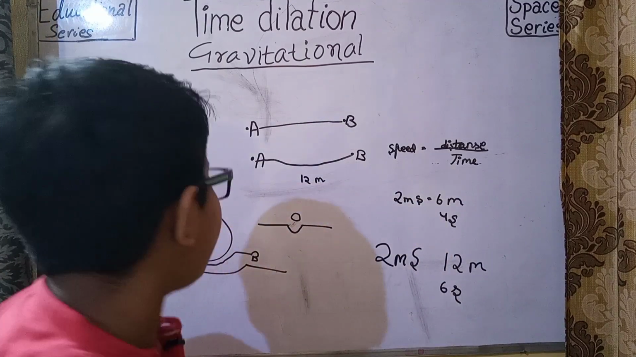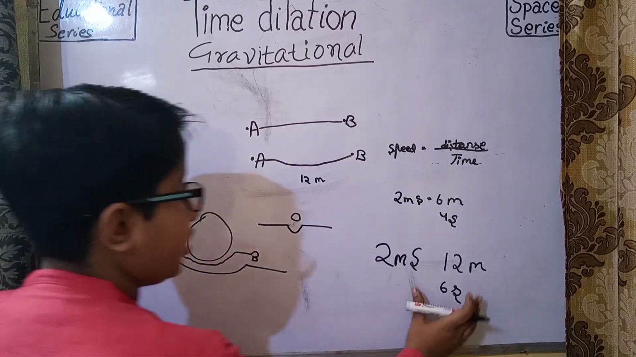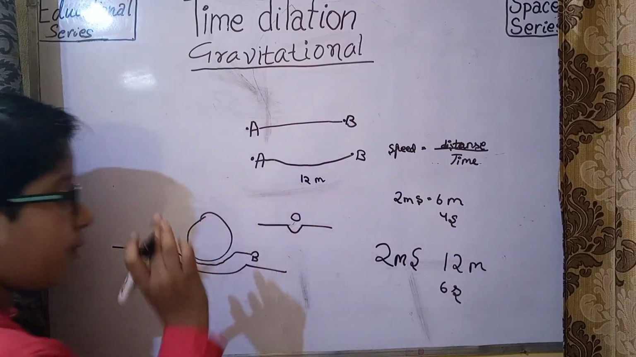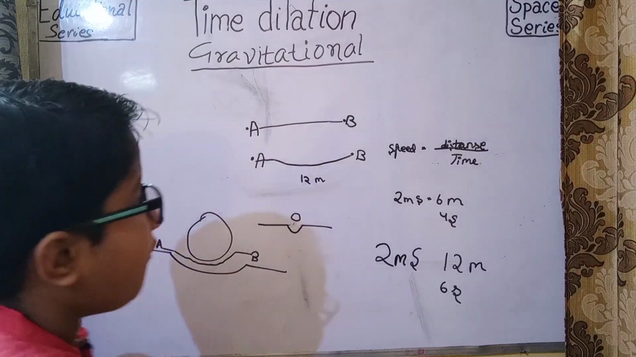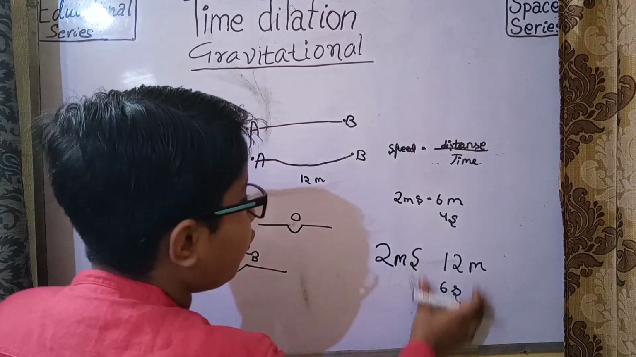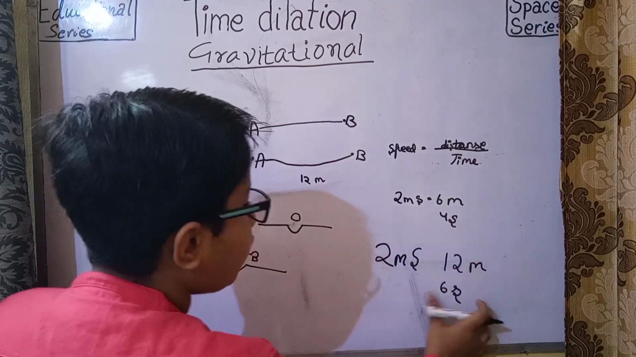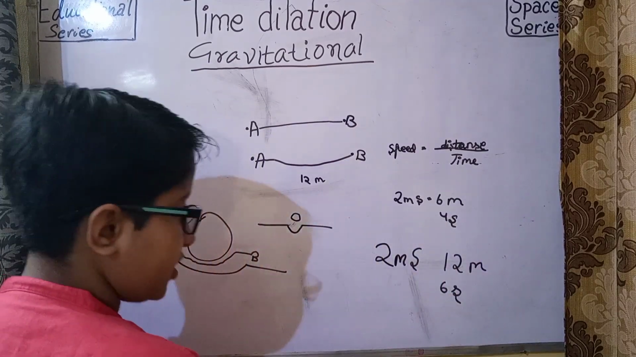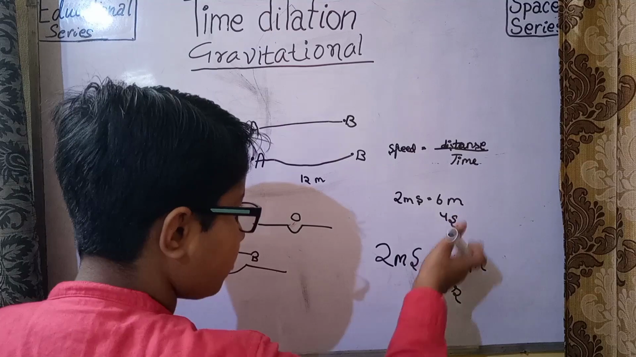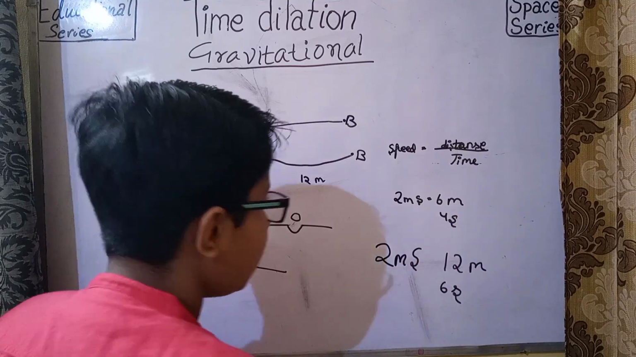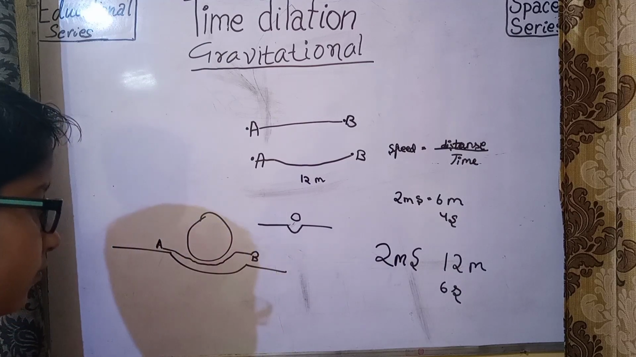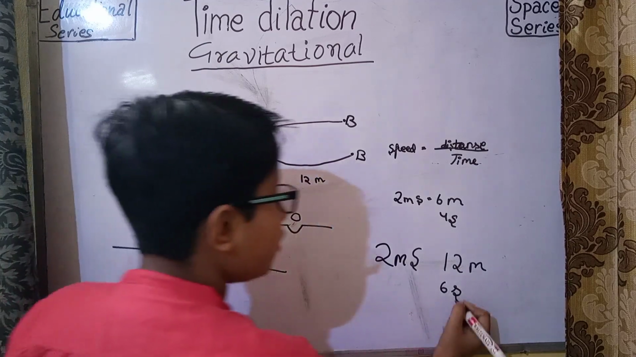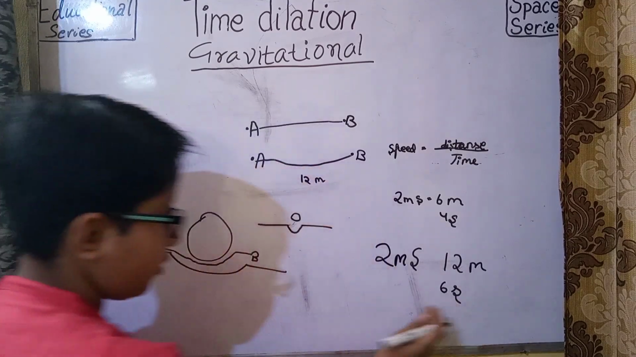So now you see that there is a change in the time in the gravitationally bent area. The people around the gravitationally bent area, the time to them will be only 4 seconds. But to the people outside the gravitationally bent area, you can see the time has slowed down.